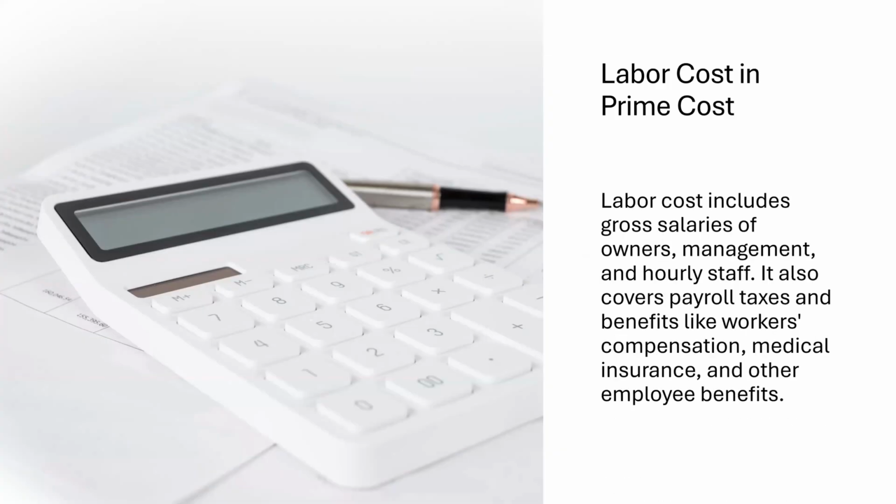Separating out labor costs in prime costs, you think about just the wage, what we're paying somebody per hour, but there's more to it than that, right? Labor costs certainly includes the gross salaries of owners, the management staff, and hourly staff. It also covers payroll taxes and benefits like workers' comp, medical insurance, and other employee benefits. So we have to make sure that we get that under control. But remember, there's a place that will take all that into consideration. All we have to make sure of is that on a month-to-month basis we put in the proper numbers so that we can see an accurate percentage of prime cost.